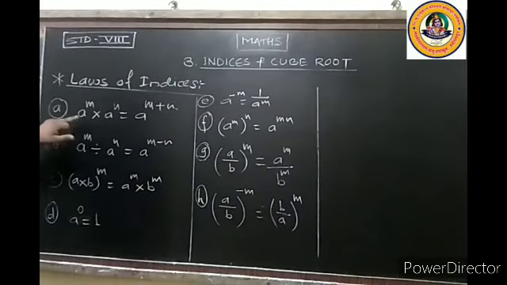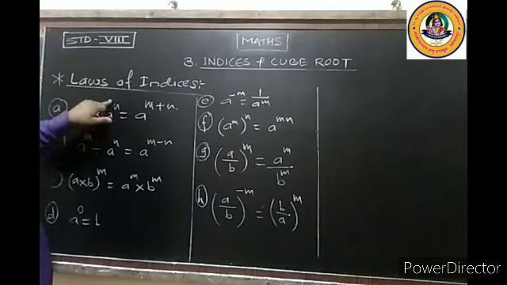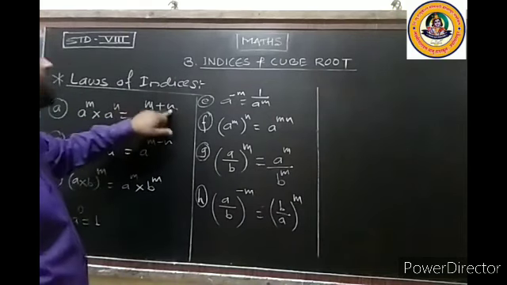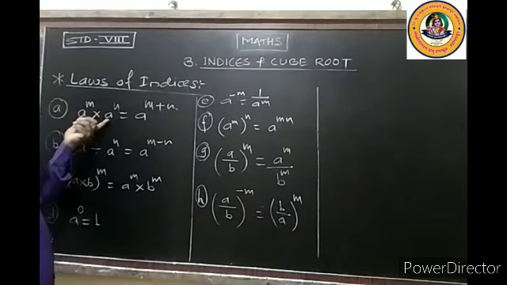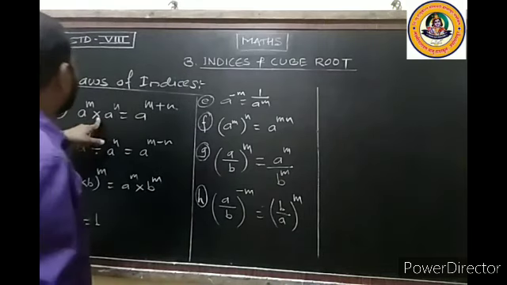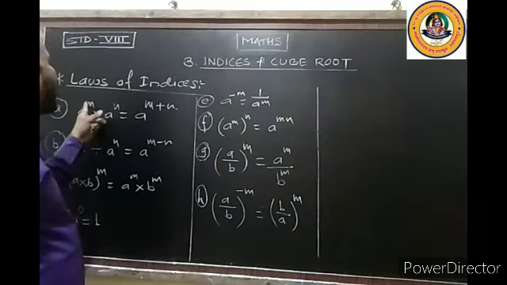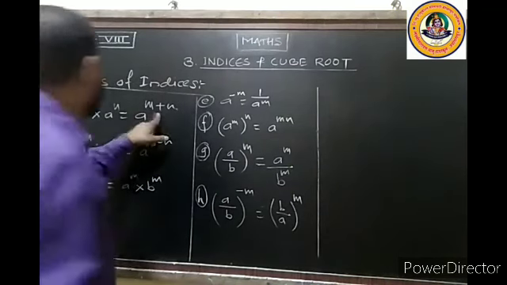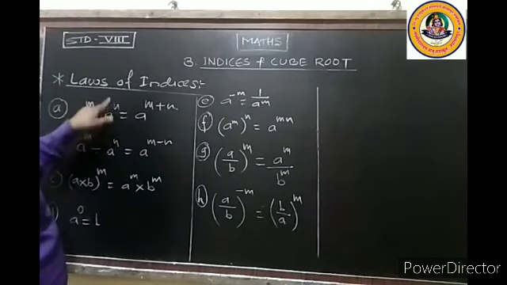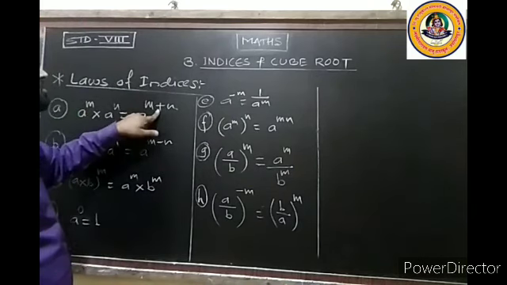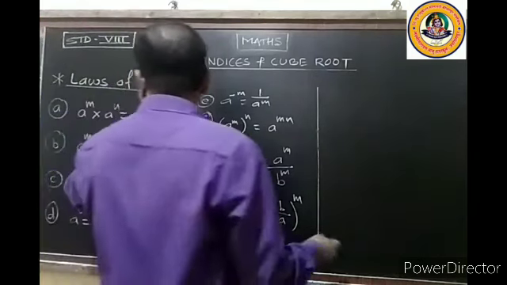The first law is a raised to m into a raised to n is equal to a raised to m plus n. That means when the base is equal and there is a multiplication, then we write the base and add their indices. That means a raised to m into a raised to n is equal to a raised to m plus n. What is the example of it?